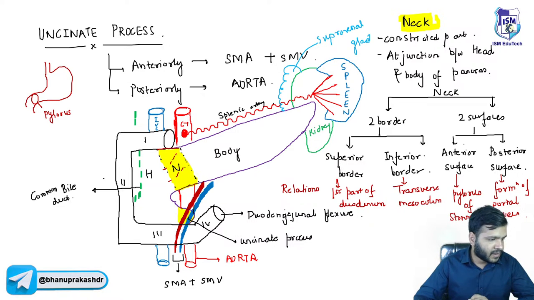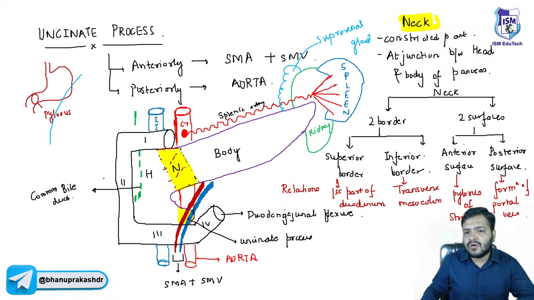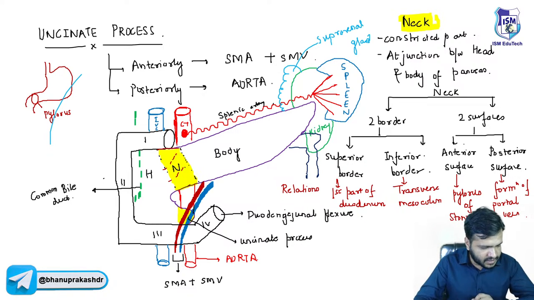And towards the kidney, we have this colon part. And this is called the splenic flexure of colon. Splenic flexure of colon, because the spleen part comes onto it. Okay? So now, beta, coming on to the body part.